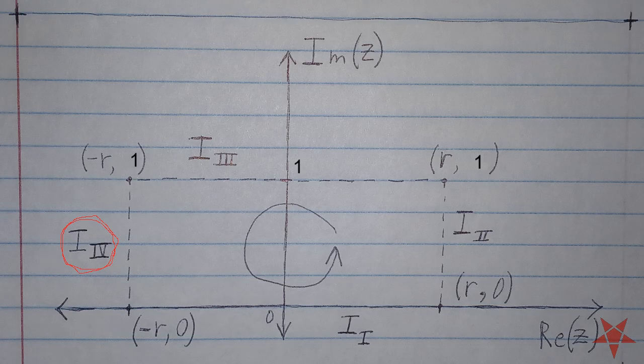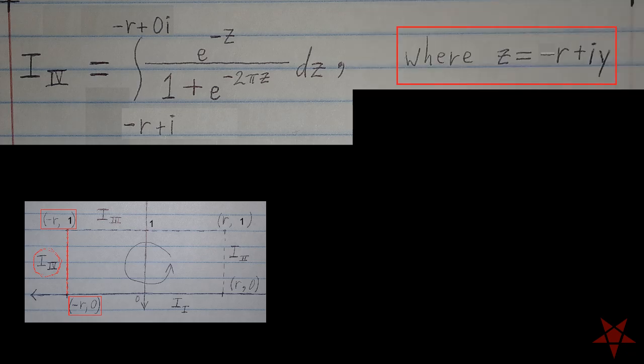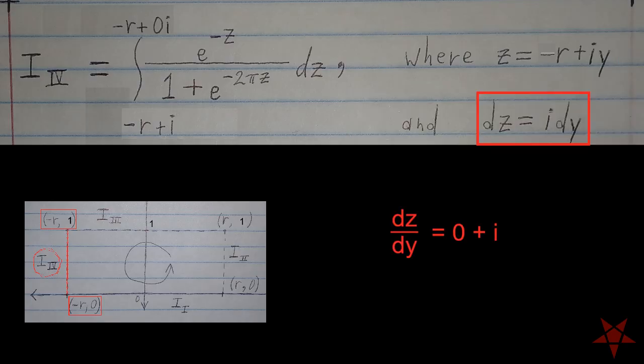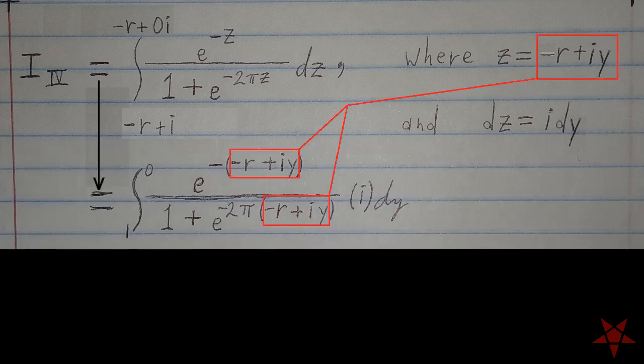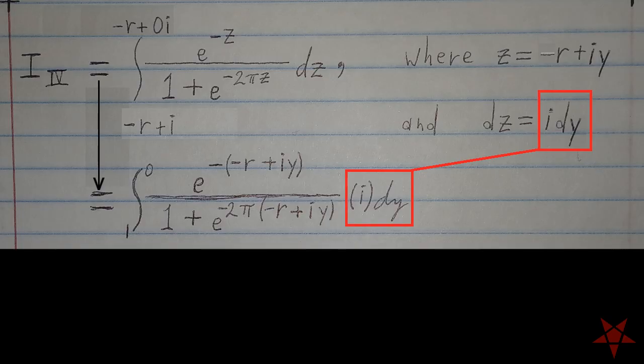Evaluation of the path integral capital I sub Roman numeral 4 basically amounts to a rehash of the methodology used for Roman numeral 2. We follow a path along the left side of the contour starting at negative little r plus i, going down to negative r plus 0. Along this path, z is equal to minus little r plus iy. Differentiation of z gives us a value of dz equal to i dy. Next, we substitute the values for z in terms of y and dz in terms of dy.